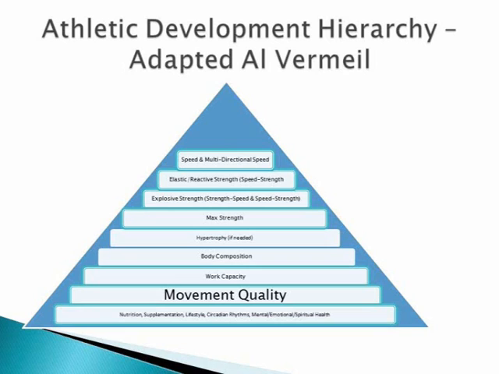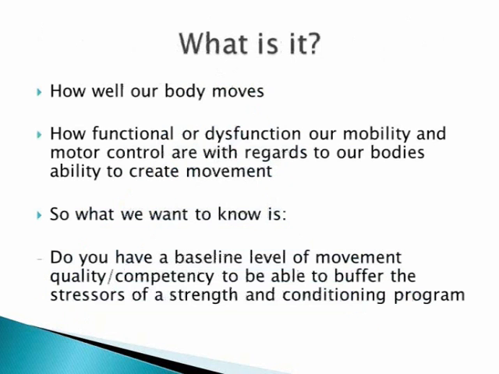So again, if we look at the athletic development hierarchy, we can see that movement quality is also at the foundation of the hierarchy. So what is it? Basically it's how well our body moves. How functional or dysfunctional our mobility and motor control are with regards to our body's ability to create movement. So what we want to know is, do we have a baseline level of movement quality or competency to be able to buffer the stressors of a strength and conditioning program?